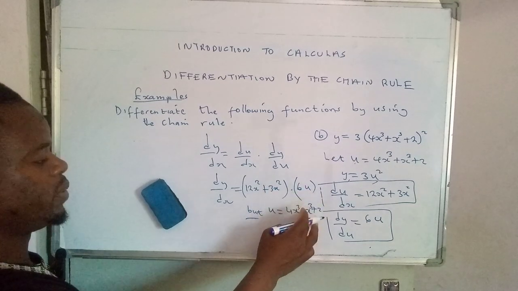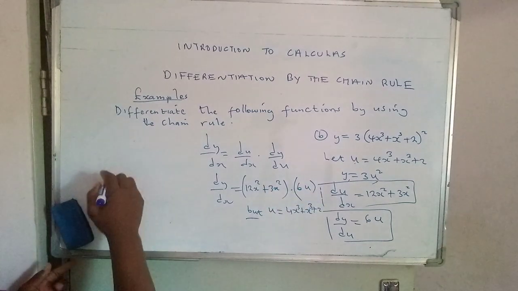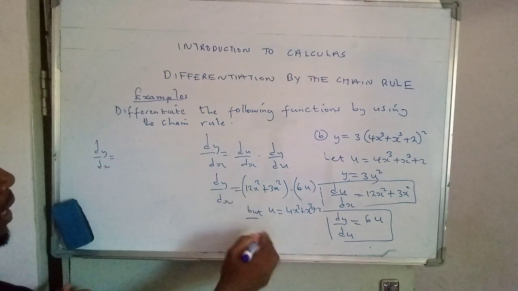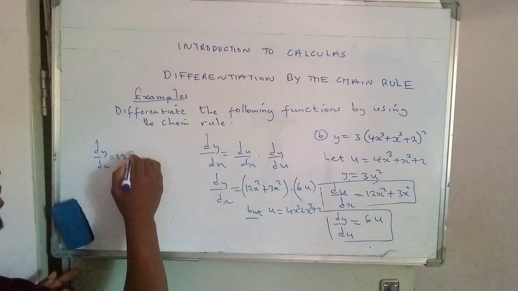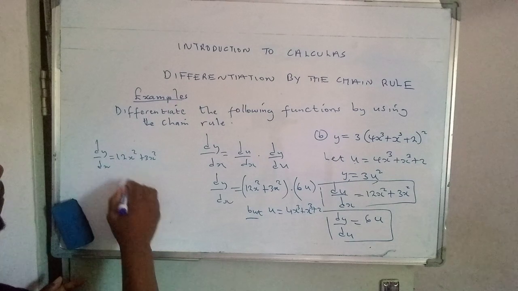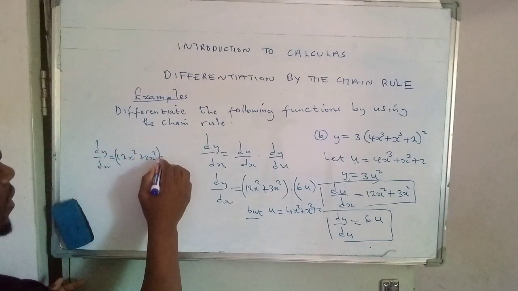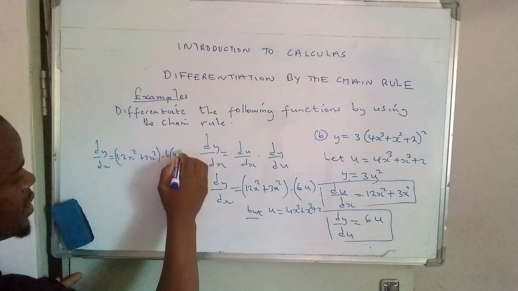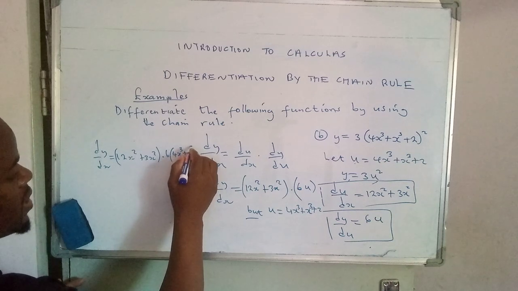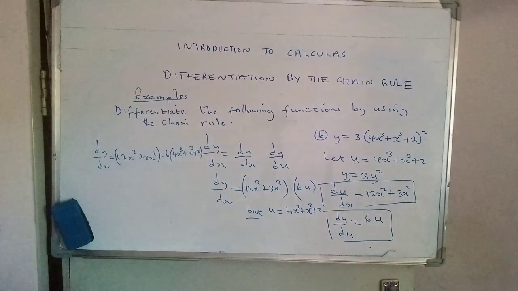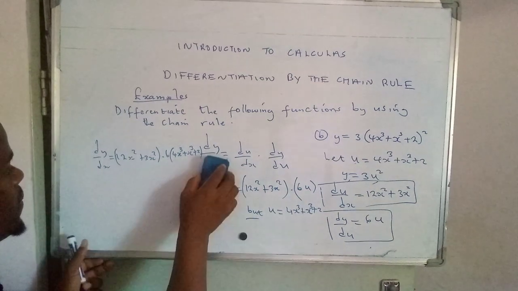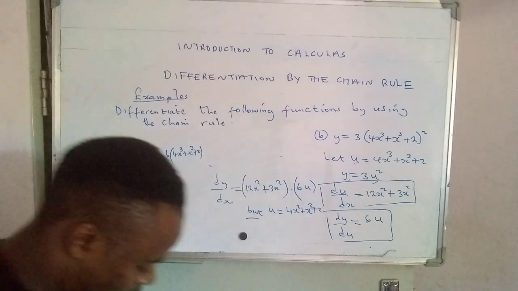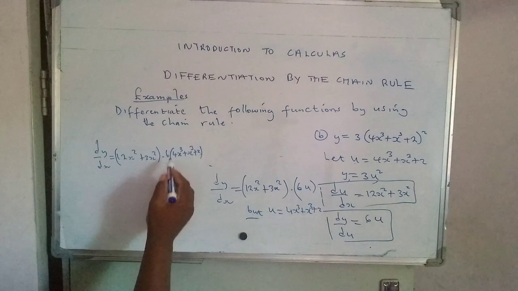We will now substitute u with those elements. Let me write everything this side. So we're gonna have dy dx, which is equal to 12x squared plus 3x squared times 6. What is u? U is actually 4x raised to the power 3 plus x raised to the power 3 plus 2. Let me rub out what's on top here. Oh, beautiful. So now after having done this, we can expand this.